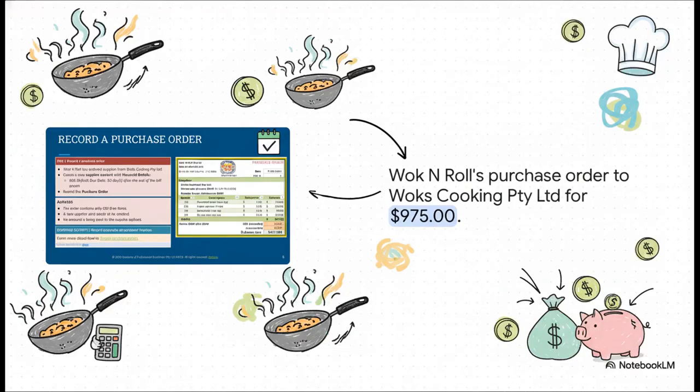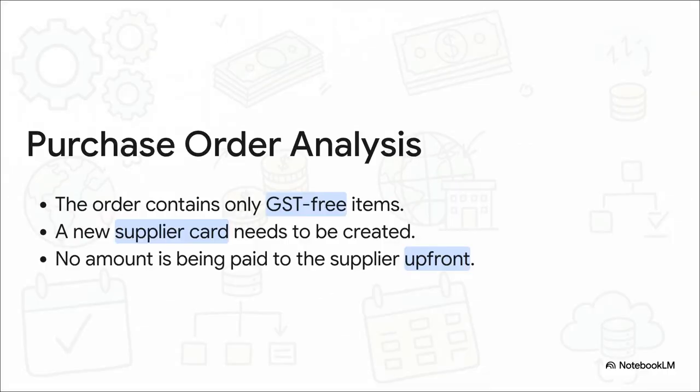In this example, Walk and Roll orders supplies from a new supplier, Walk's Cooking PTLED. This requires creating a new supplier contact in Xero and then raising a purchase order dated the 7th of August for a total value of $975. An analysis of this purchase order reveals 3 key points.